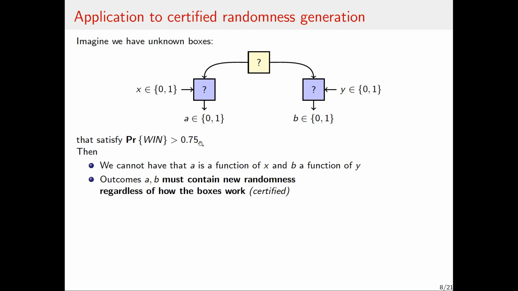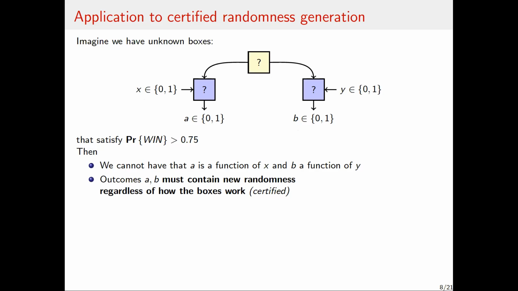Okay, so then I do know that these boxes, even though I don't know what the boxes are doing, cannot be a completely classical strategy, in the sense that A is a function of X and B is a function of Y. Because we know from Bell's inequality that such strategies are limited by a winning probability of 3/4. They cannot go beyond 3/4.